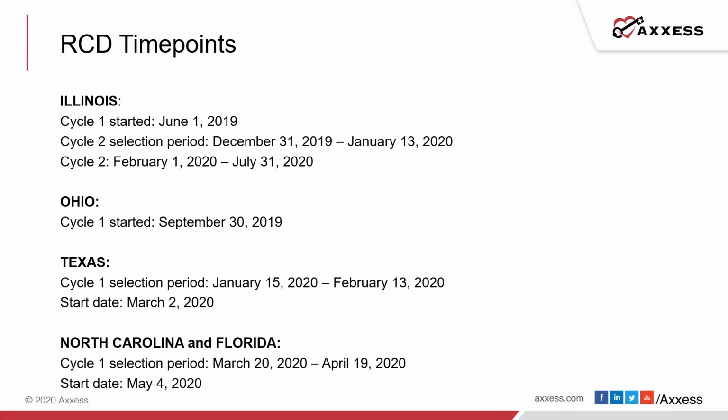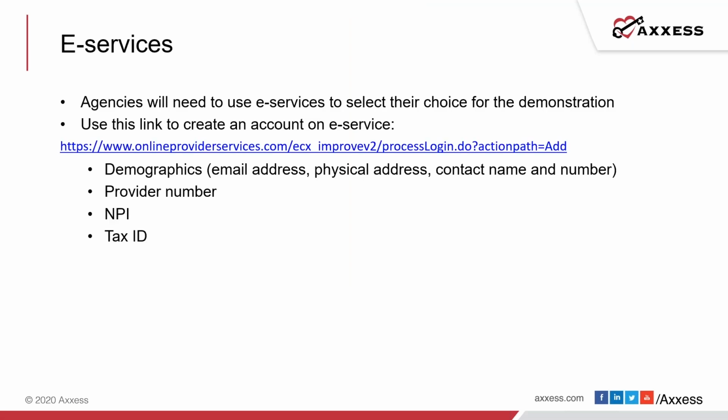Ohio began cycle 1 on September the 30th of 2019. Texas has started its selection process on January the 15th of 2020, and it ended on February the 13th of 2020, and they're scheduled to start on March the 2nd of 2020. North Carolina and Florida will have a selection period that begins on March the 20th of 2020, and it will go through April the 19th of 2020, with a scheduled start date of May the 4th of 2020.